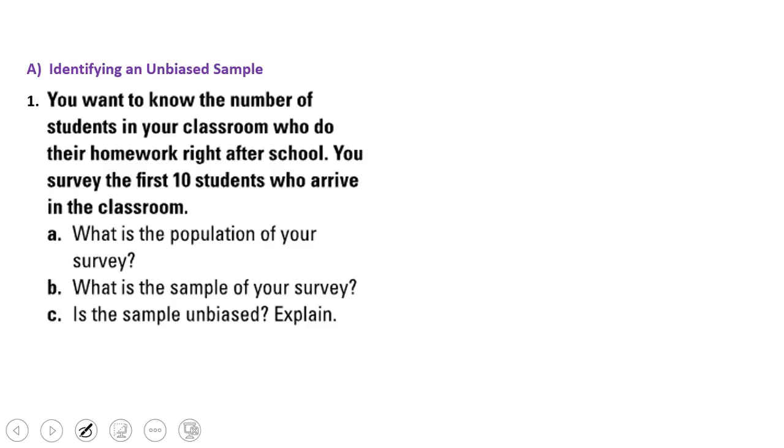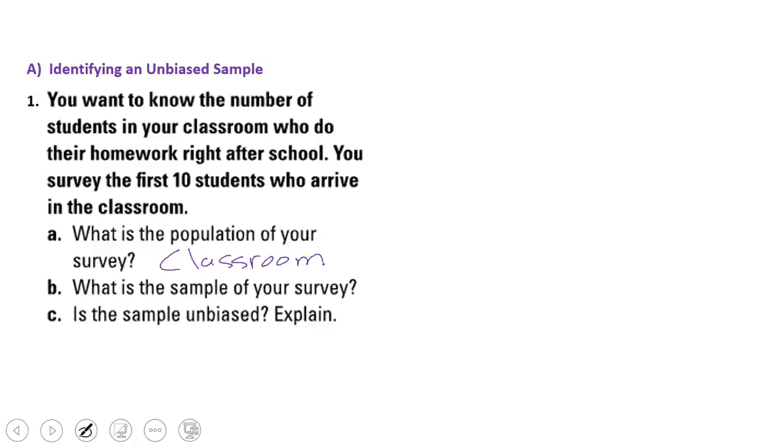All right, so ladies and gentlemen, let's just use a few examples to identify biased and unbiased samples. The first one: you want to know the number of students in your classroom who do their homework right after school. You survey the first 10 students who arrive in the classroom. So let's talk about what's my population. Remember, a population is the entire group that we want to talk about. And our entire group here would be what? What is the population? That's right, it's our classroom.